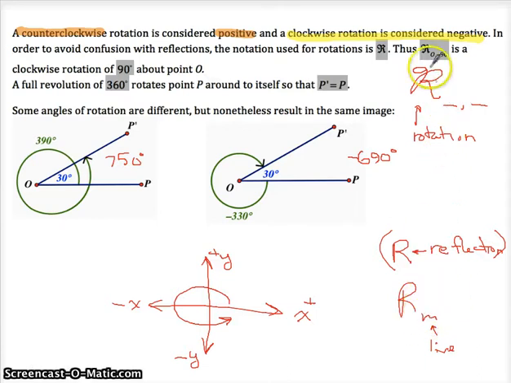You need a center. Ooh, can I draw this easily? We need a center, and you need an angle. And that's what this means. This is a rotation using point O as the center and negative 90 degrees as the angle.